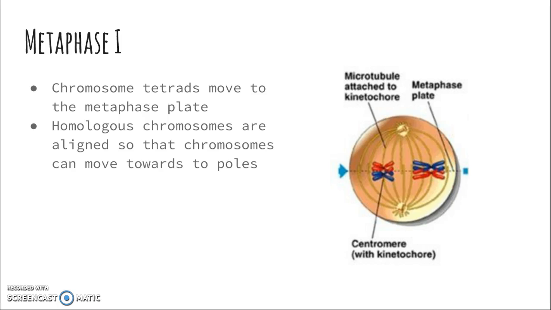So the next thing that's going to happen is metaphase 1. The chromosome tetrads move to the metaphase plate. So they're not going to line up like they did in mitosis. What they're going to do is you're going to see the actual tetrads and the homologous chromosome pairs are going to be lined up together. And that's going to provide for what's going to happen in anaphase 1.